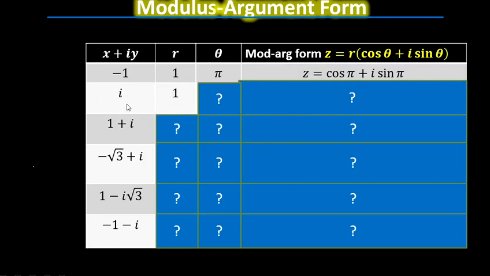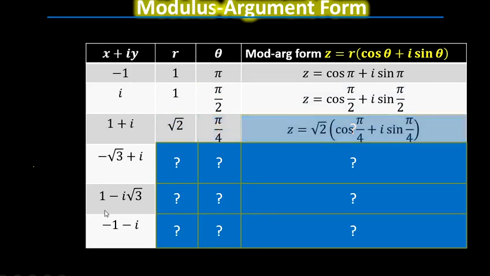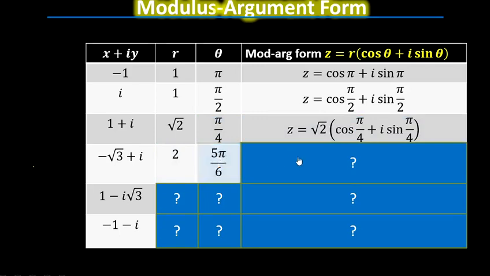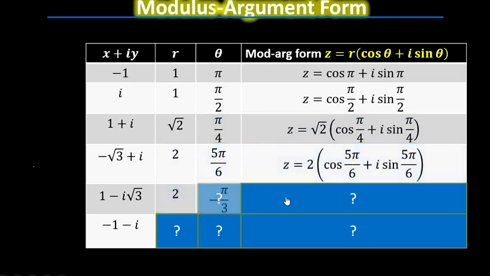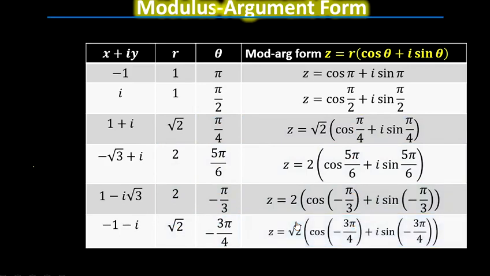If I draw this, it's vertically up, pi by 2. And you can write in this form. Here you have modulus square root of 1 squared plus 1 squared, which is root 2. And then argument tan inverse 1 over 1 is pi by 4. Please do solve each and every example to get your concept clear about these numbers, how to convert standard form into modulus argument form.